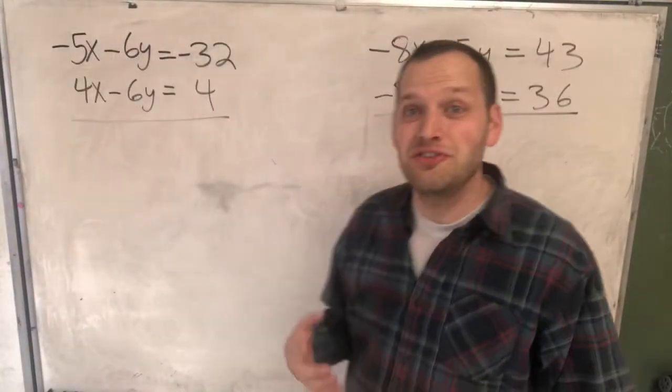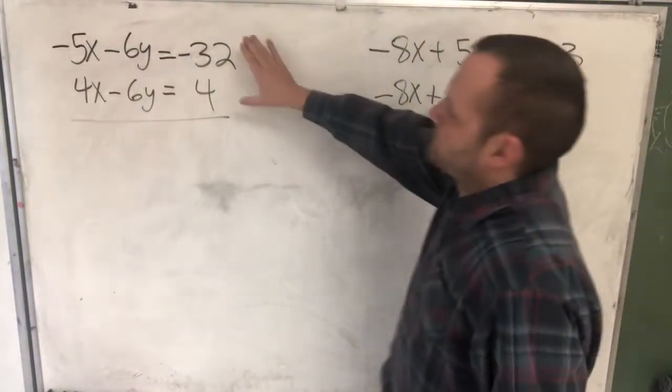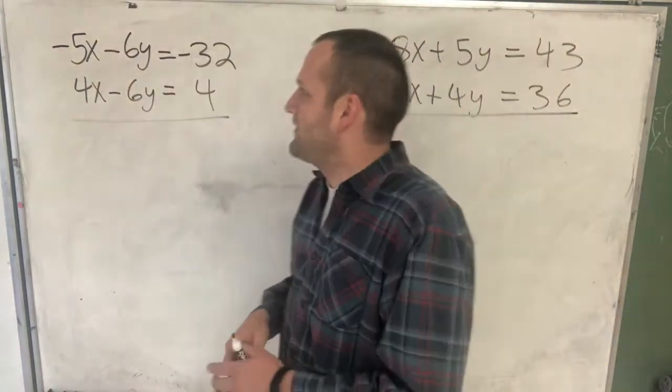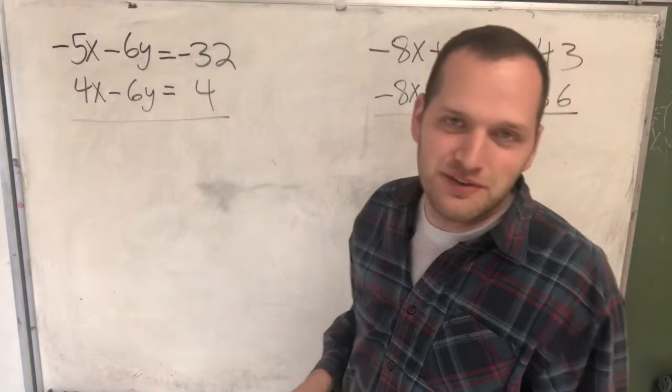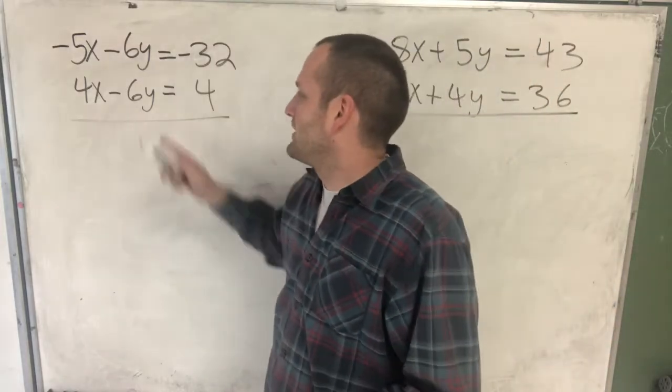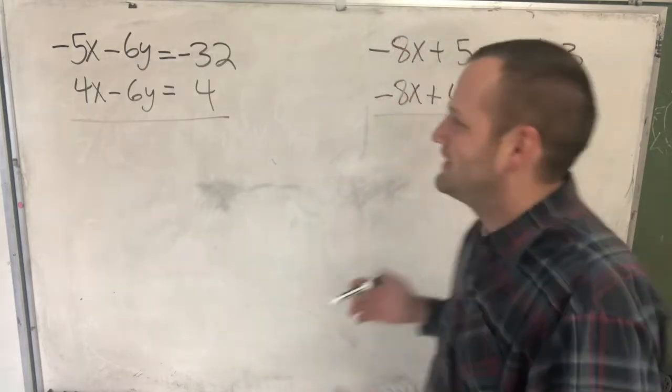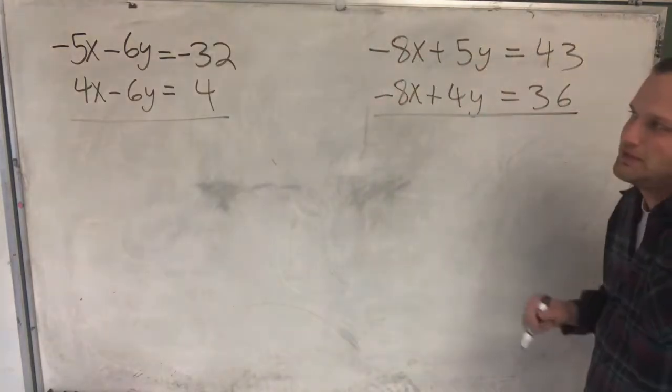Here we go. Here are two example problems. Let's start with this one on the left. We have two equations: negative 5x minus 6y equals negative 32, and 4x minus 6y equals 4. We want to figure out where these two graphs intersect. Well, here's how we go.